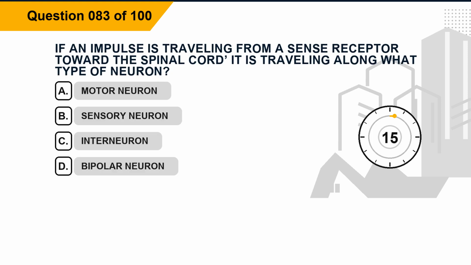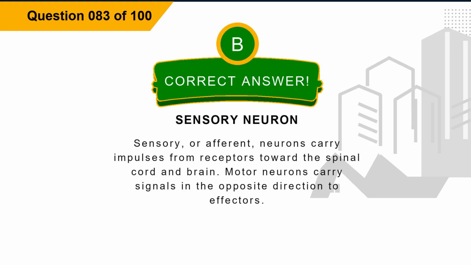Question 83. If an impulse is traveling from a sense receptor toward the spinal cord, it is traveling along what type of neuron? Option A, motor neuron. Option B, sensory neuron. Option C, interneuron. Option D, bipolar neuron. The correct answer is option B, sensory neuron. Explanation: sensory, or afferent, neurons carry impulses from receptors toward the spinal cord and brain. Motor neurons carry signals in the opposite direction to effectors.